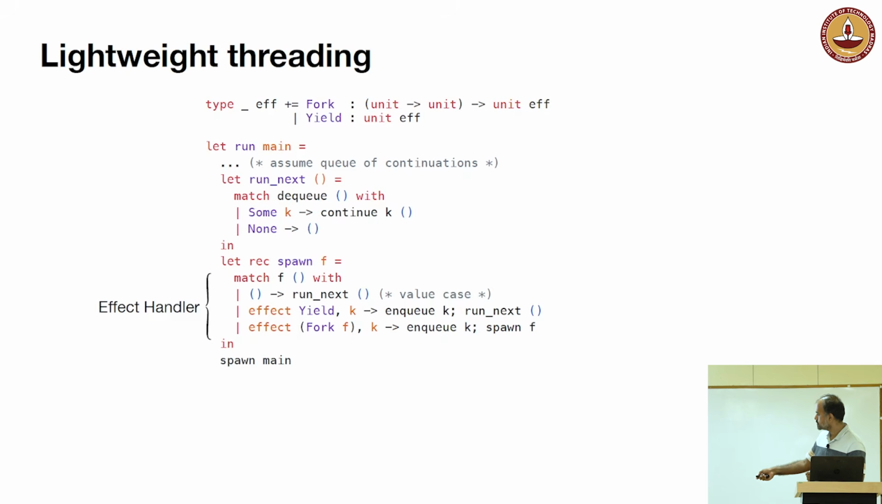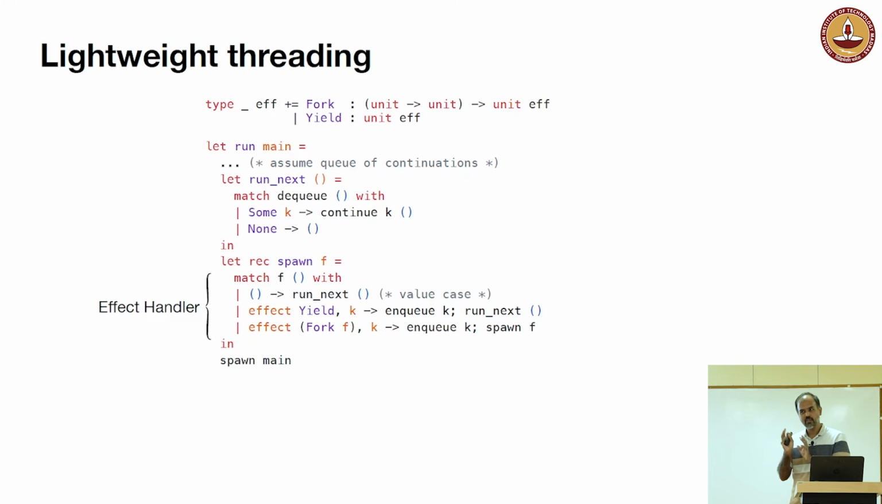If you do a yield, you get a continuation here. In fact, the way to think about this continuation now is it's your handler, thread handle. So that's the currently running thread, and I want to switch to another thread. So I take the currently running thread, I enqueue it, right? And I call run next to run the next thread from the scheduler. And if you want to fork, you again get the current thread, you enqueue the current thread, and then you fork off a new computation by recursively calling spawn.